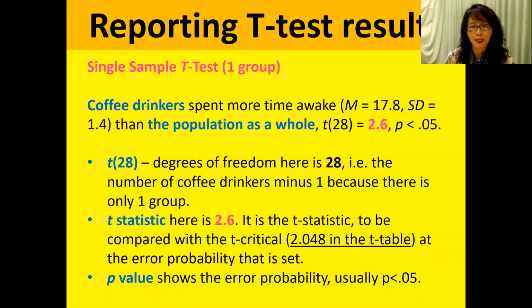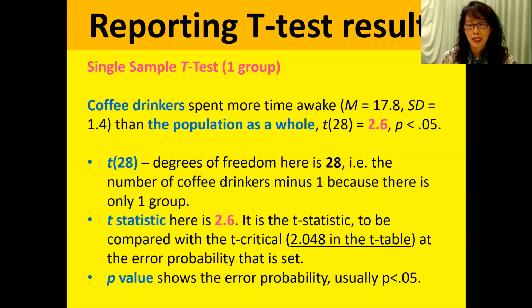Let's look at the results here. Coffee drinkers spend more time awake than the population as a whole. What does t(28) mean? This means the degree of freedom is 28. Here, the degree of freedom is calculated in this way, n minus 1, because there is only one group. So that means the total number of participants studied here, or coffee drinkers here, is actually 29. Minus 1 equals 28. That is the degree of freedom.